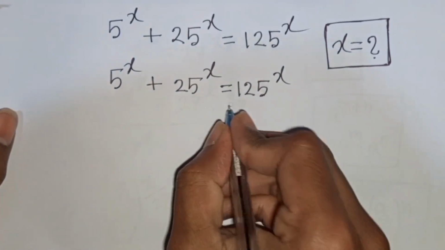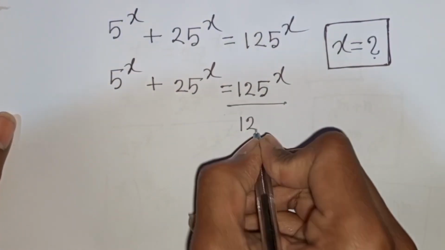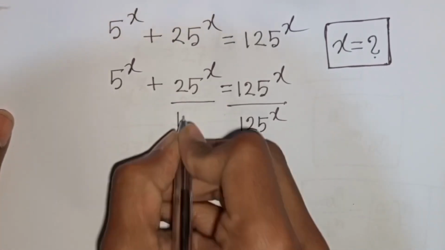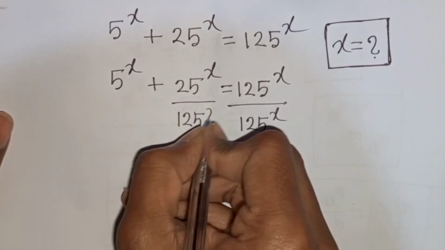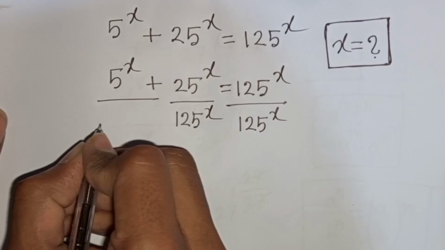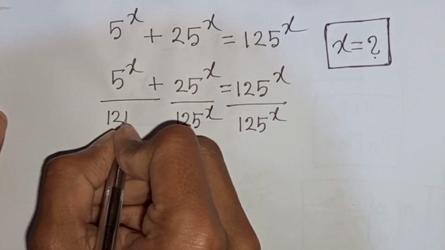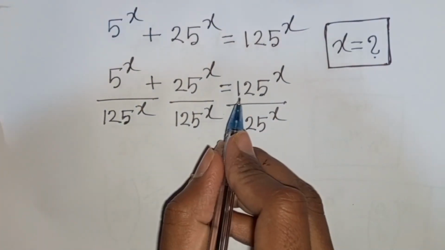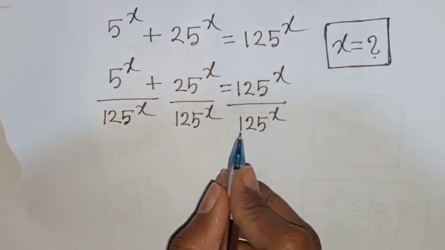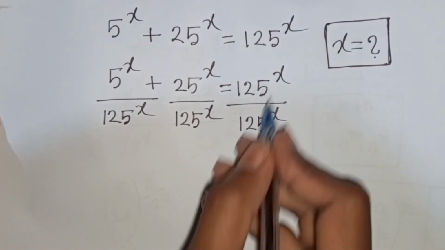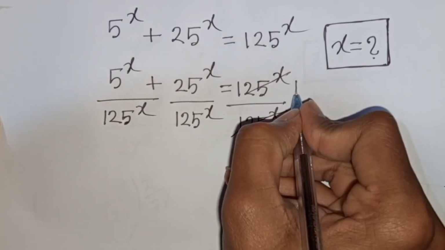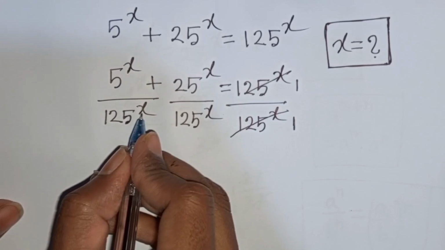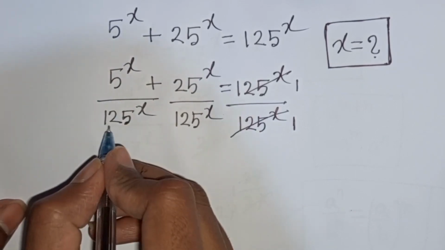So divided by 125 power x, divided by 125 power x, divided by 125 power x. Now we see this 125 power x, this 125 power x will be cancelled. So here on, here on. Now from here we see x, same power but different base.